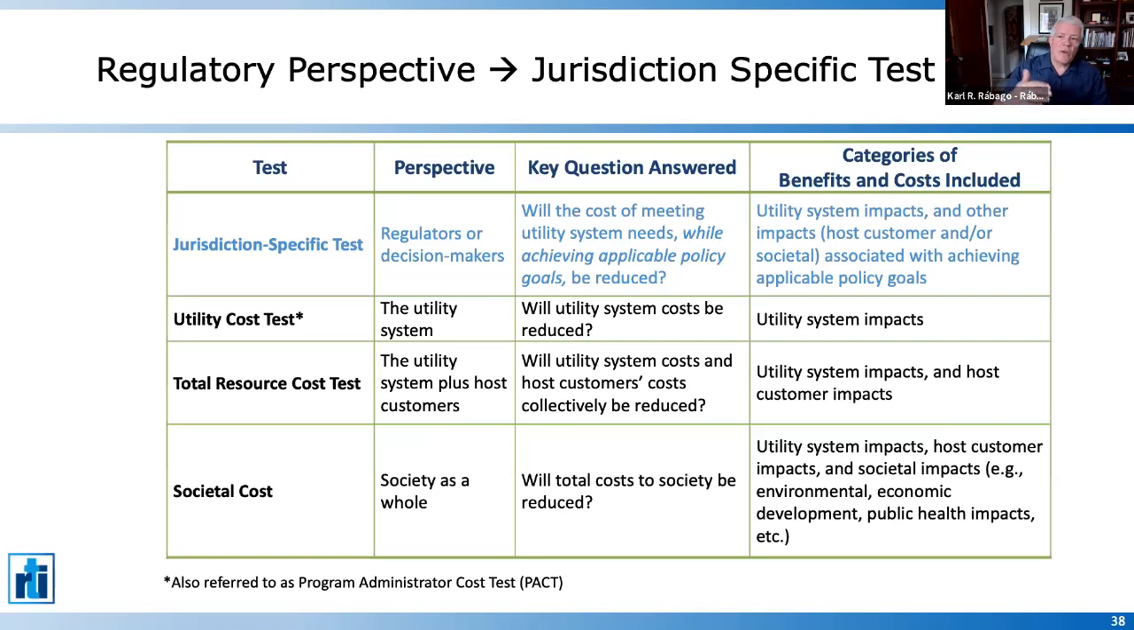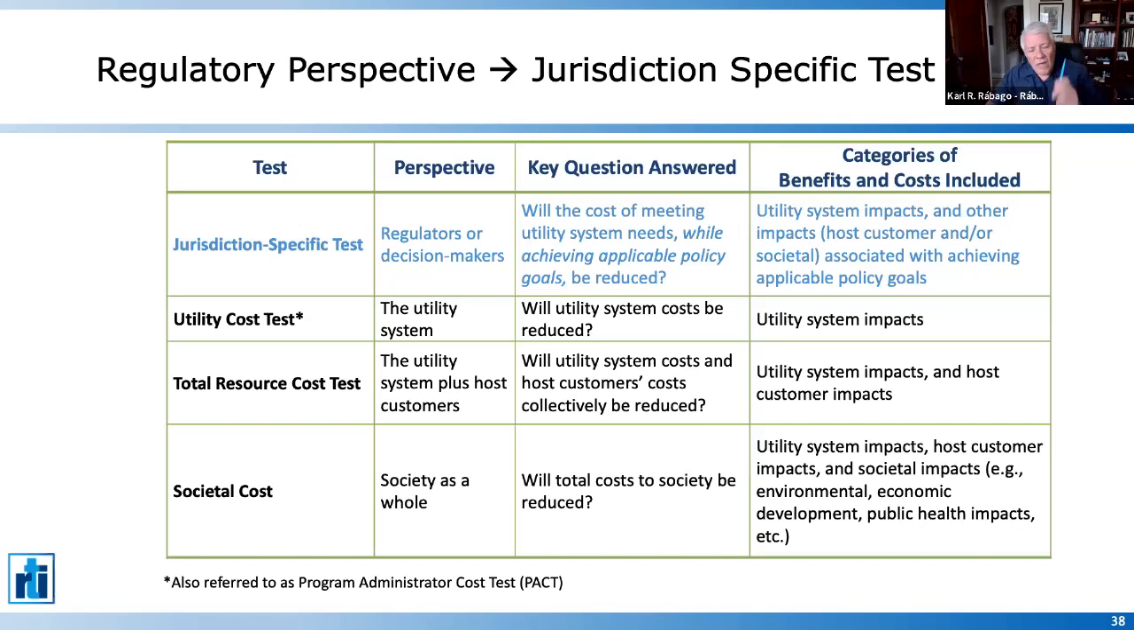So getting that regulatory perspective, this is just another chart of the same thing that I just told you. So it's another way of looking at it, but with some added words, and hopefully this will be a resource to you as you think about getting out of the trap of just being stuck with somebody else's categorization of the tests. The one in blue on the top is the jurisdiction-specific test. The perspective is from the regulator to the decision maker. Who has to approve this program, right? Is it the utility executive? Is it the commissioner? Who's approving this program?